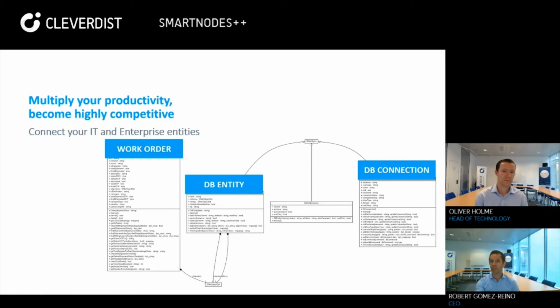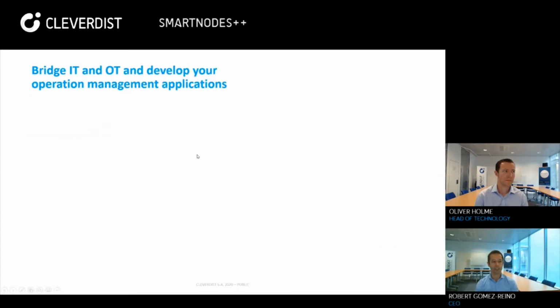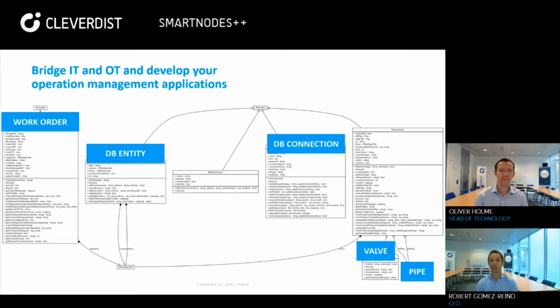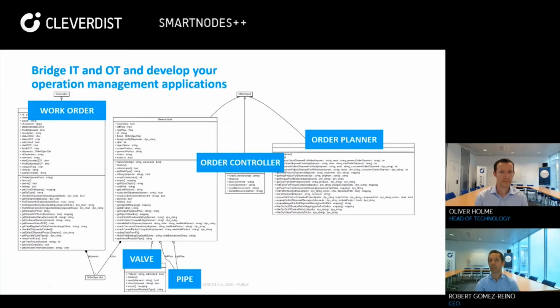So the next step will be, I have connected my IT and enterprise entities. I now want to do what we call bridging the IT-OT gap and develop operation management applications, let's call it like that, where I want to connect all of it. So I want to connect my work orders, which I'm downloading from a database, and I want to operate on those valves and pipes, which are part of a network node, which is part of a pipeline, for example, and that pipeline is used for a certain work order. So you see that everything starts to get connected, and we can even go one step further, where we have a work order.